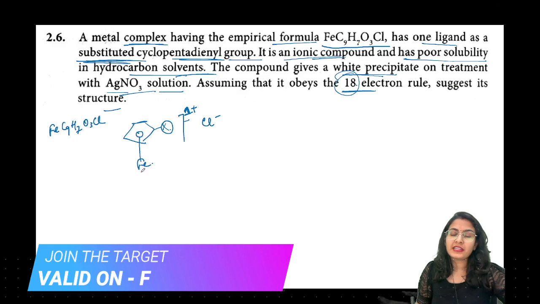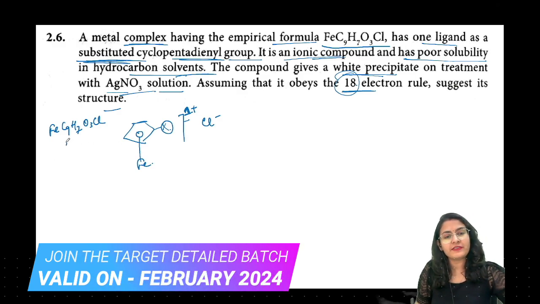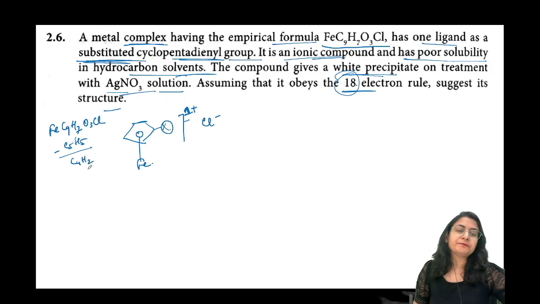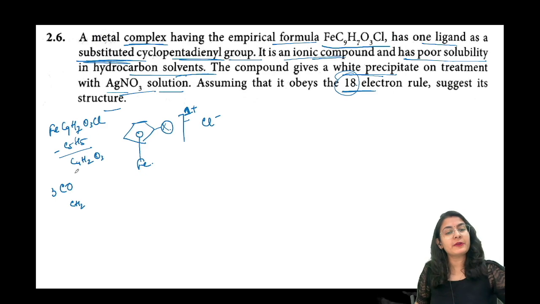We'll just take the iron. How much do we have? We have C5H5. Subtract that from here, and we get C4H2. What does that mean? And there are O3. That means that there may be 3 carbonyls like this and there is a CH2. Then absolutely it is going to be C4H2O3, isn't it? 3 carbonyls and one methylene group.